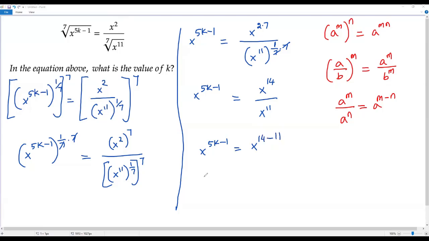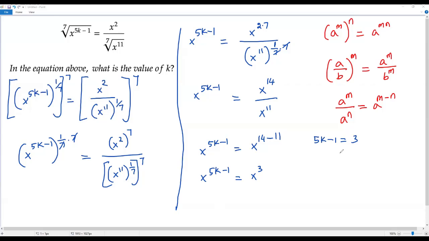That is 14 minus 11. So x to the power of 5k minus 1 equals x to the power of, when I simplify this, 14 minus 11 is 3. Here two terms are equal with the same base. The base on the left side is x, and the base on the right side is also x. Whenever two terms are equal with the same base, we can equate the exponents. That is 5k minus 1 equals 3.